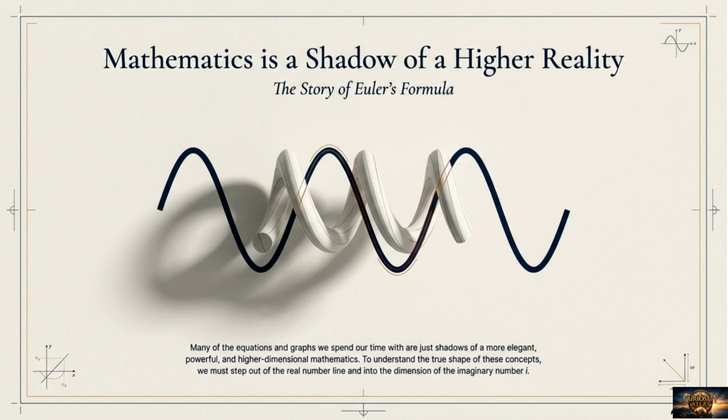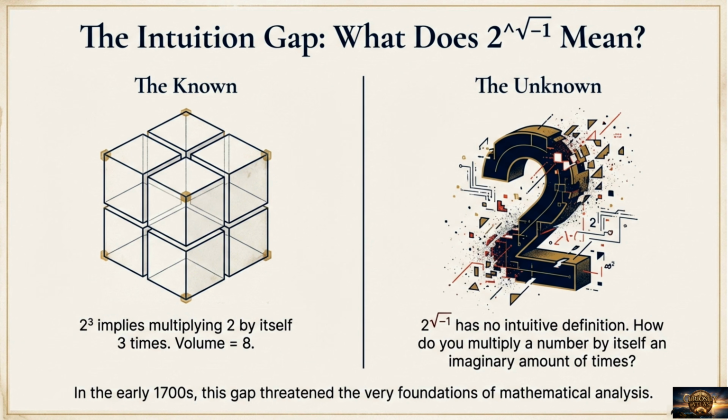Many equations and graphs we use are shadows of a more elegant, higher-dimensional mathematics. To understand the true shape of these concepts, we must step out of the real number line and into the dimension of the imaginary number i. The core of this journey starts with the intuition gap in the early 1700s.